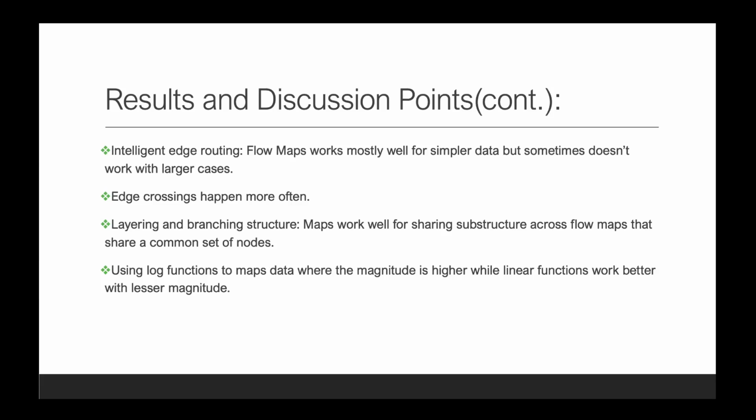Intelligent edge routing. Flow maps work mostly well for simpler data, but sometimes do not work well for larger data cases. Edge crossings tend to happen more often. Layering and branching substructure. Maps work well for sharing substructures across flow maps that share a common set of nodes. Log functions work better to map data for data sets which have higher magnitude, and linear functions work better for lesser magnitude data.